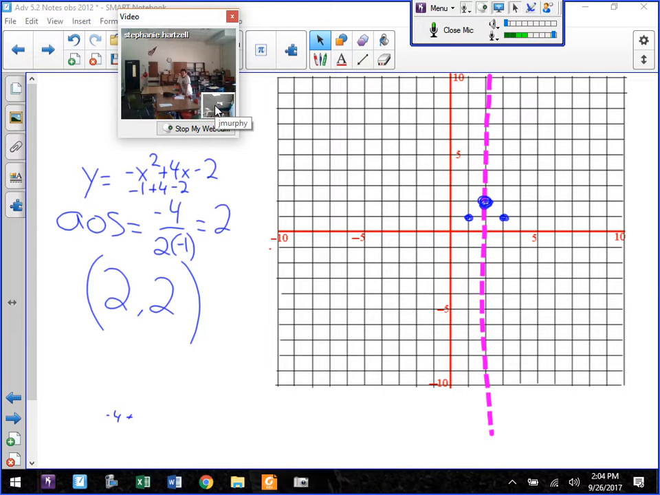When you are in standard form, the shortcut that's really nice to pick up on is your value of c will always be your what? Y-intercept. So here I know that my y-intercept is going to be at negative 2. And that happens to be my next one down. There we go. Okay.